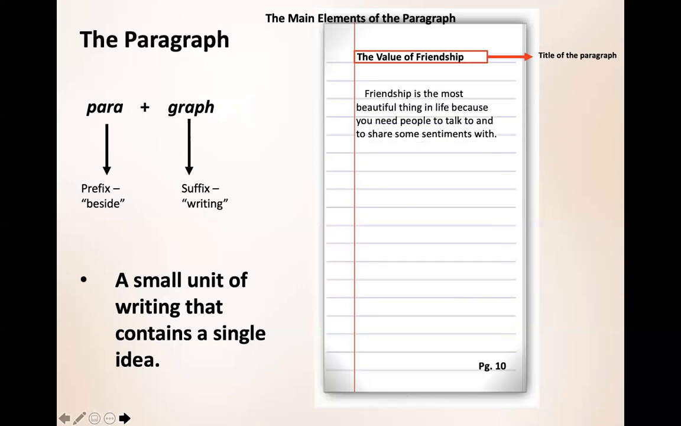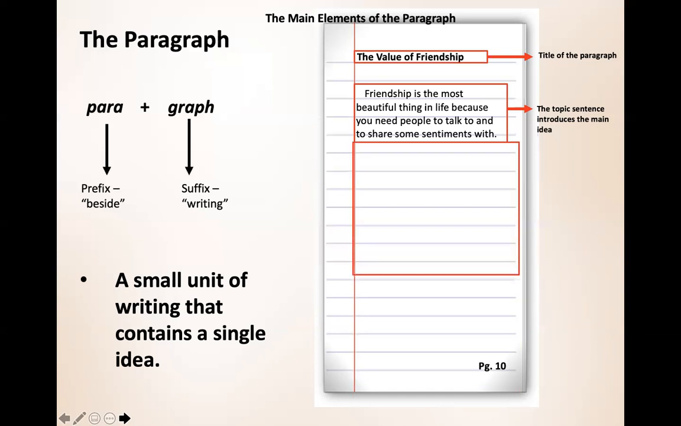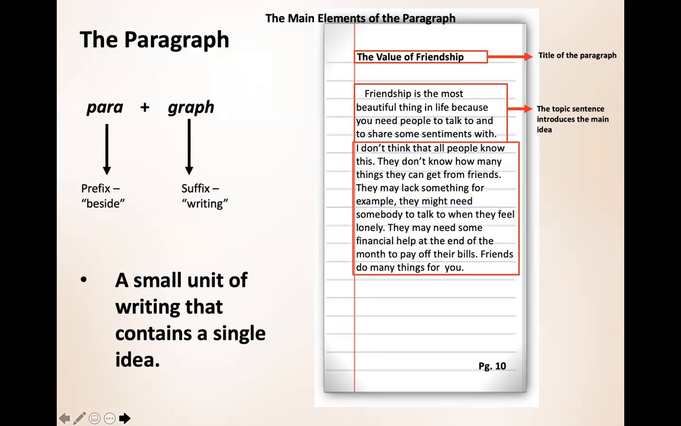If we look at this next part here, you'll see there's an indentation. You'll see it's just one long sentence, and that is what we would call the topic sentence. The job of the topic sentence, as a writer, is for you to introduce the main idea to your reader. And then all of the sentences that follow the main idea of your topic sentence are what we call your supporting sentences, and they explain the main idea. And it's very important for them to have cohesion.